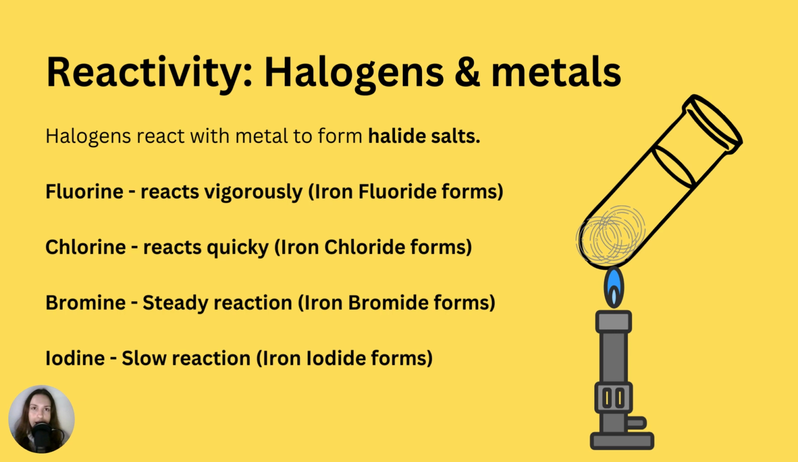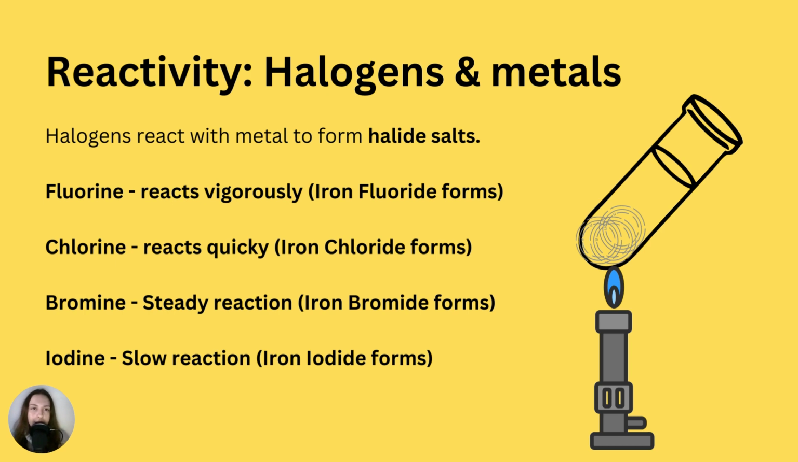Fluorine is the most reactive and it will have a very vigorous reaction, and iron fluoride will form. Chlorine is less reactive, it reacts quite quickly still, and iron chloride will form. Bromine reacts steadily, iron bromide will form, and iodine will have a slower reaction, or the slowest out of the four, and iron iodide will form.